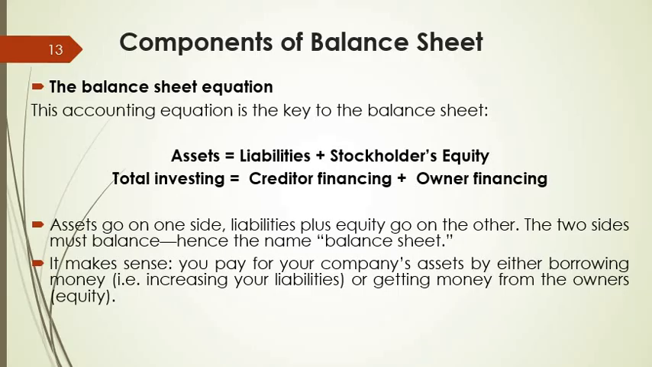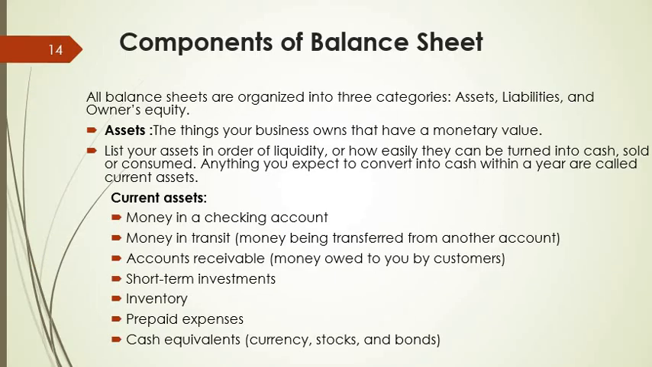That's how what you pay for your company comes from either external sources, in the form of loans or issuing debt, or from the owner's equity. The major components of the balance sheet, assets, liabilities, and owner equity, are further organized and categorized into smaller chunks. Assets are divided into current assets and long-term assets.